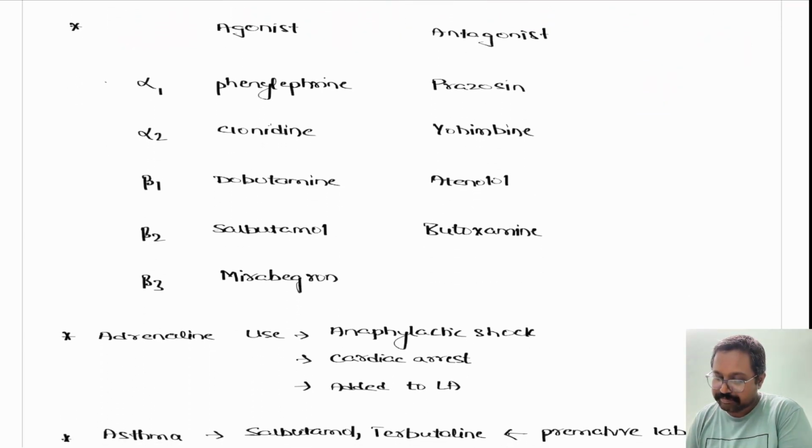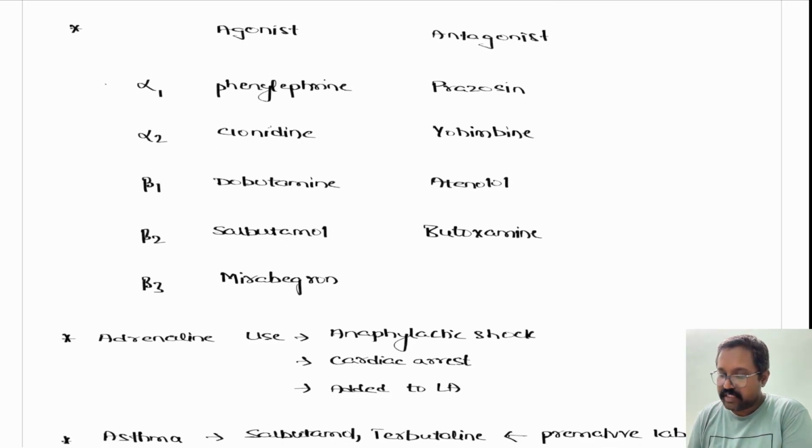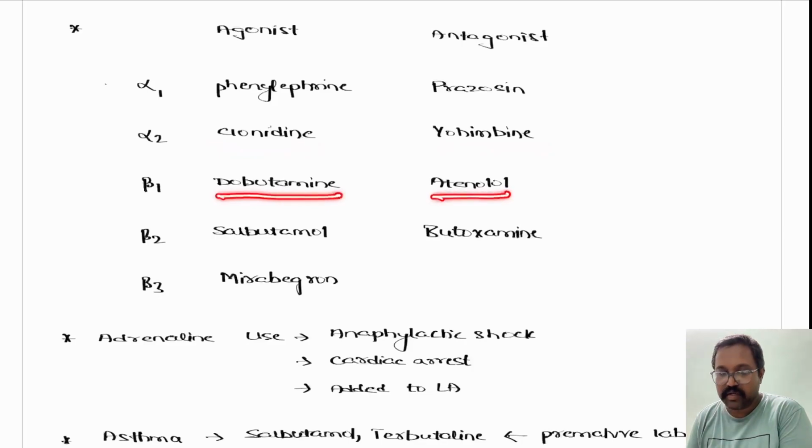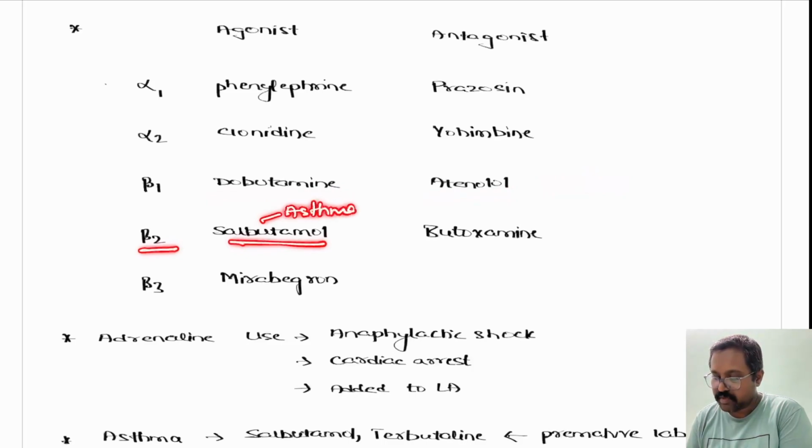So next, coming to the agonist and antagonist related to the autonomic nervous system. For alpha 1, the agonist is phenylephrine, and the alpha 1 blocker is prazosin. Alpha 2, which is located in the presynaptic neurons: clonidine is the alpha 2 agonist, and yohimbine is an alpha 2 blocker. Beta 1: dobutamine is the agonist, and atenolol is a cardioselective beta blocker. Then we have the beta 2 agonist, that is salbutamol, which is used in the treatment of asthma, and butoxamine is a beta 2 receptor antagonist.